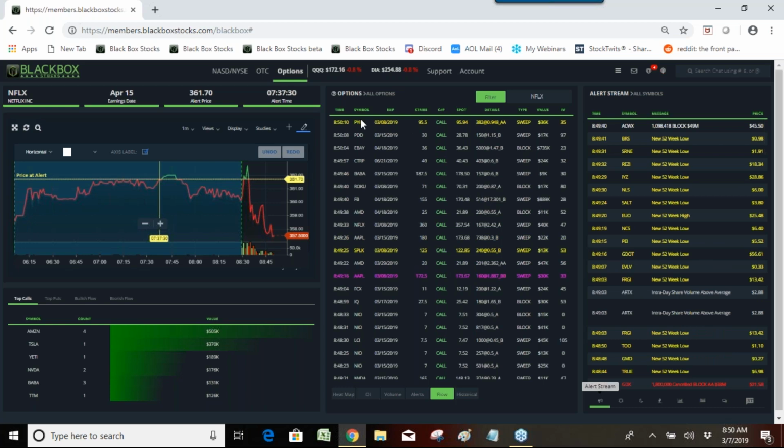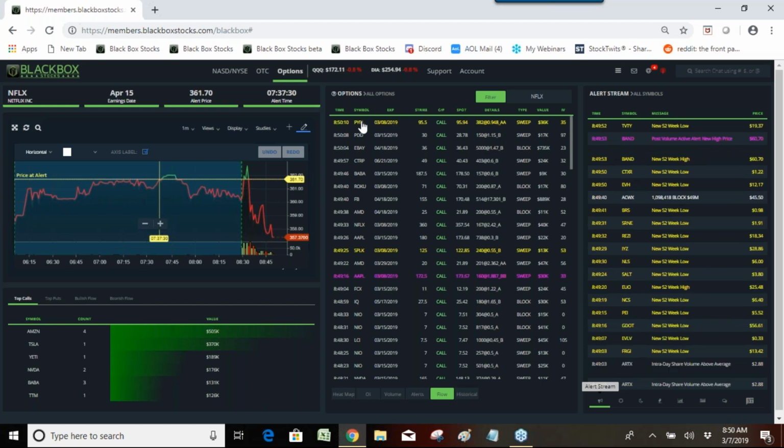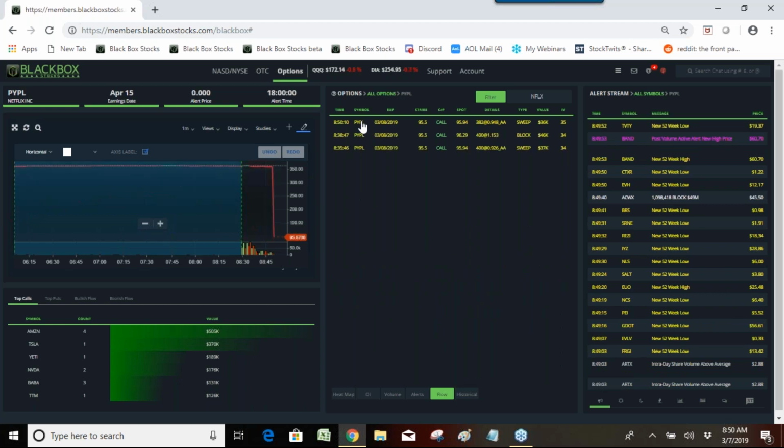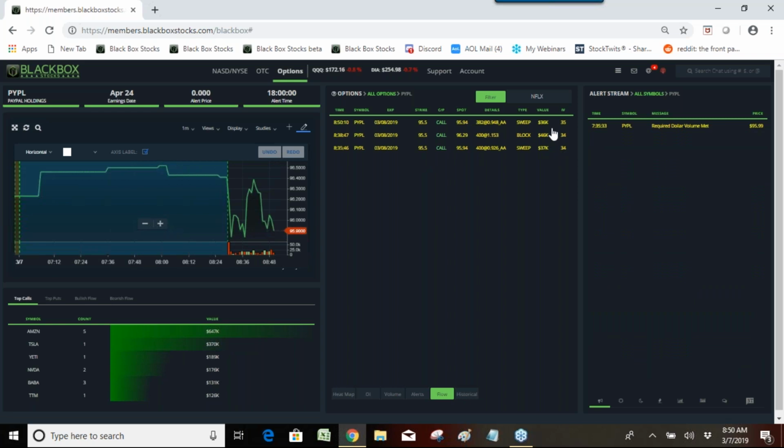Now, this is the third one of these. I believe this is the third one that we've seen come through on PayPal expiring tomorrow. Let's see if my memory is right. We'll go ahead and click it. Third one, same strike and expiration, same strike and expiration. First one at 95.94. Second one at 96.29. Third one at 95.94. So they've dumped 119 grand into PayPal. Head and shoulders pattern. Yeah. But we're going to keep our eye on PayPal.